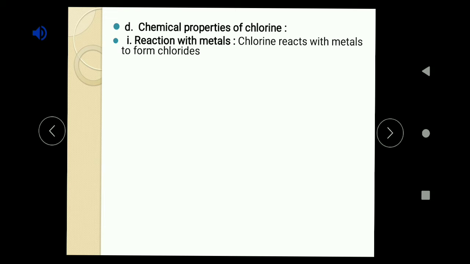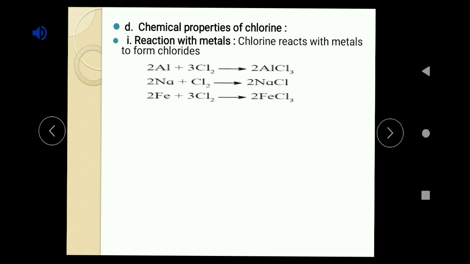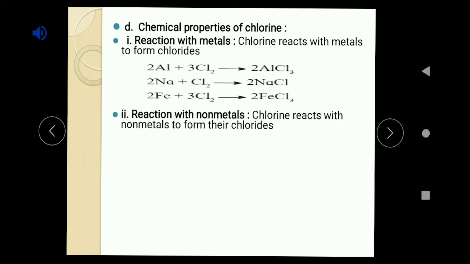As I told you, it is very reactive. It reacts with metals, non-metals, hydrogen, alkali, everything. So start with reaction of metals. Chlorine reacts with metals to form their chlorides. Like Al on treatment with chlorine will give you AlCl3, sodium will give you sodium chloride, iron will give you iron chloride. So metals easily react with chlorine to give you chlorides.